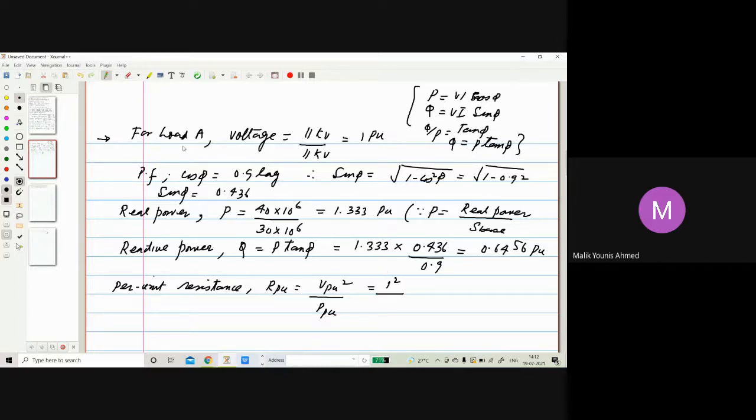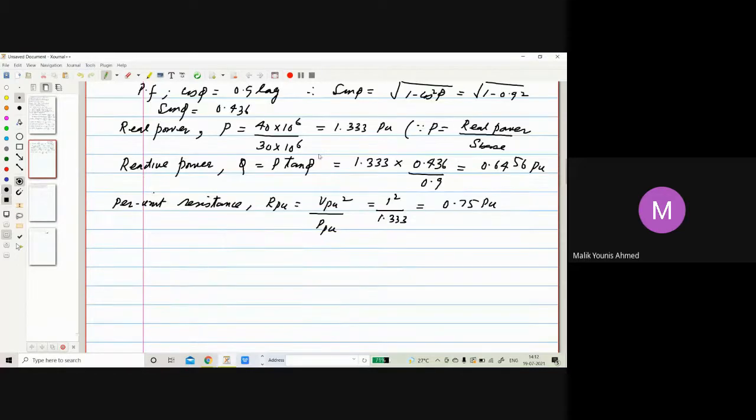VPU is 1. We have got VPU as 1. You can see here, this is your VPU. You can write in per unit 1. PPU in per unit is 1.333. So you can write here 1 square divided by 1.333. That comes out to be 0.75 per unit. So this is clearly 0.75 per unit.